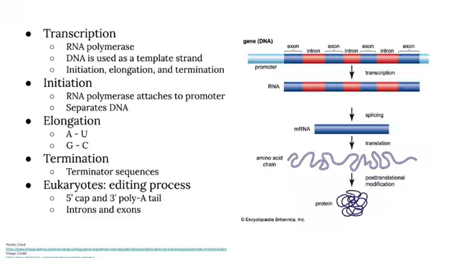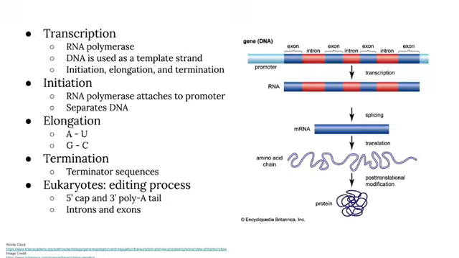So in RNA, C goes with G and A goes with U. Then in the last step, termination, the terminator sequences in the DNA signal that the process is complete. From there, the mRNA is completed and finalized in bacteria, but in eukaryotes, it undergoes an editing process.